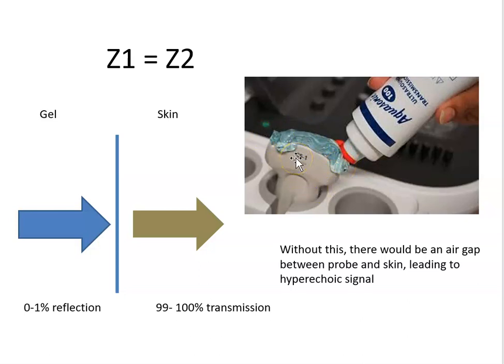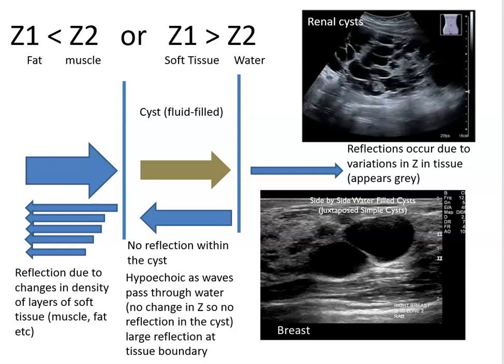So the sound waves go from the detector through the gel and into the human skin with virtually no change in Z. So the gel and the skin, Z1 and Z2, are equal, and you get 99 to 100% transmission of that sound wave into the body, virtually no reflection. Whereas if you just use the transducer without gel, it would all just bounce back. We can then see what happens when we image different tissues. So in this situation we could be looking at fat versus muscle, or we could be looking at soft tissue versus a water fluid filled cyst.